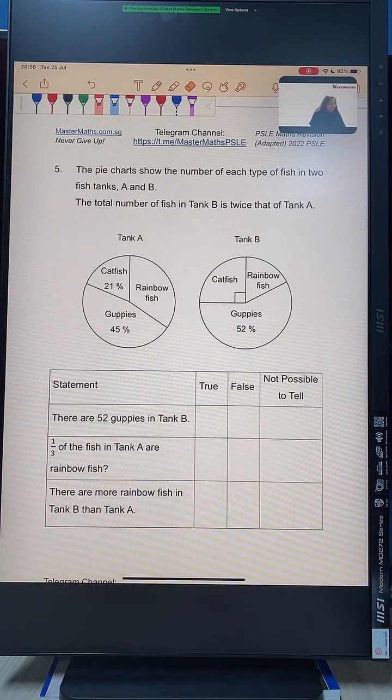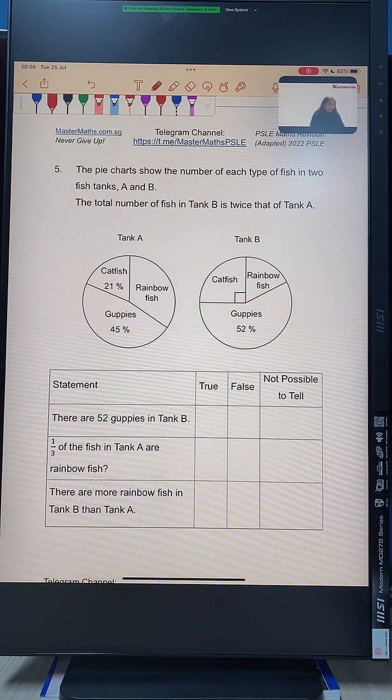For those of you who have already straight away identified the right angle triangle, it's not a right angle triangle, but more of a right angle quarter circle. For those of you who identified the quarter circle, this is not a triangle, it's a quarter circle.